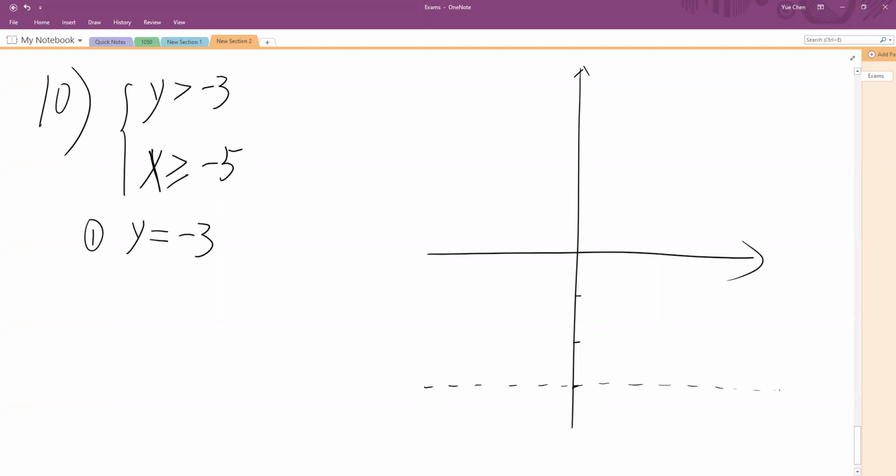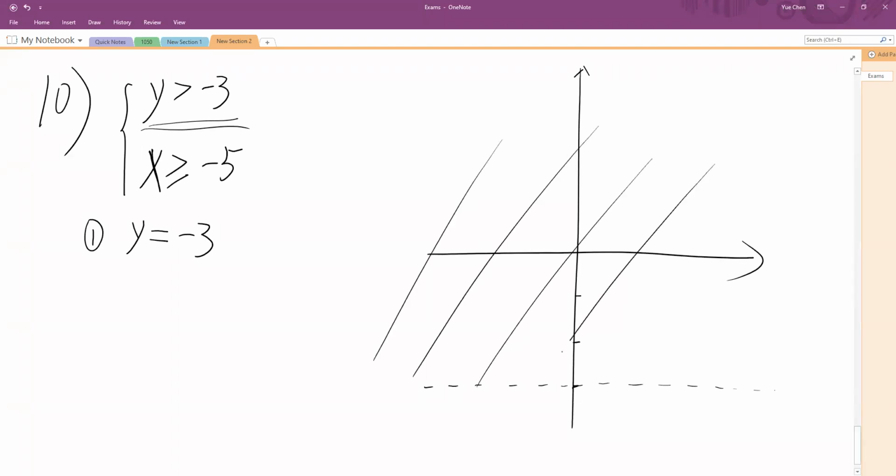So y greater than -3. Where is greater than -3? Above the dashed line or below the dashed line? Above. You can of course test a point, but this is very easy, you don't need to test the point, because greater than -3 means above -3. So it is here. Okay, and then let's look at the second one.